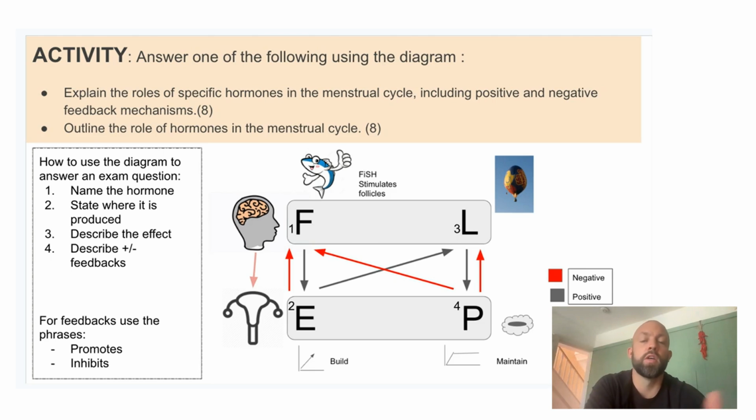Like, you get too hot, you start sweating to cool yourself down. You get too cold, you start shivering to warm yourself up, and it's keeping your temperature around 35.5 degrees. So that's a negative feedback. So let's just walk through this diagram.